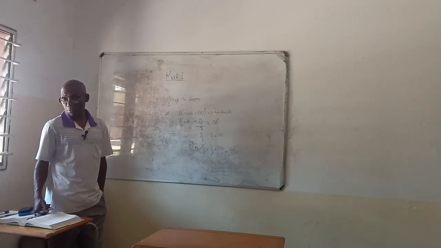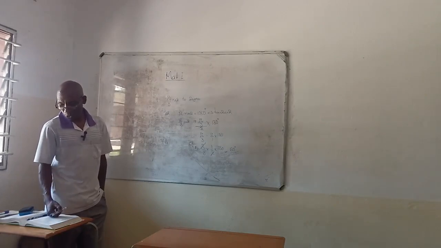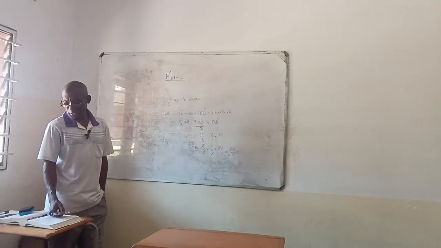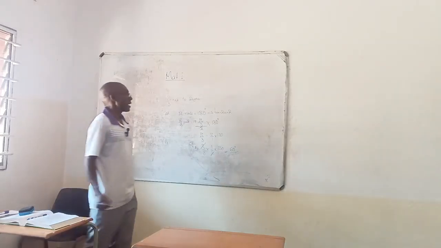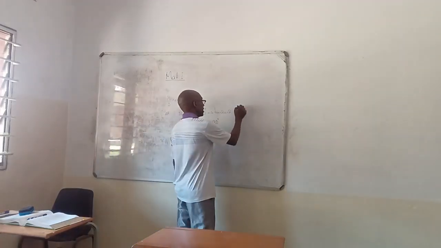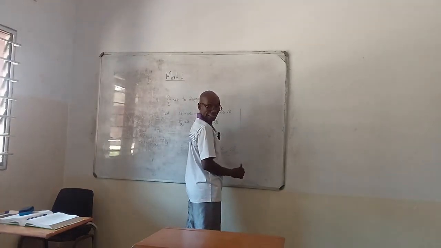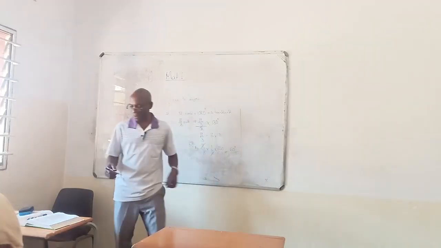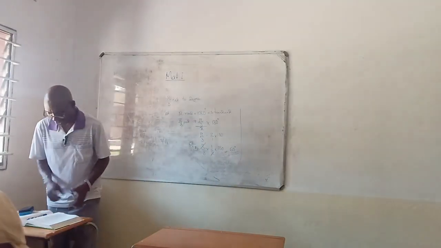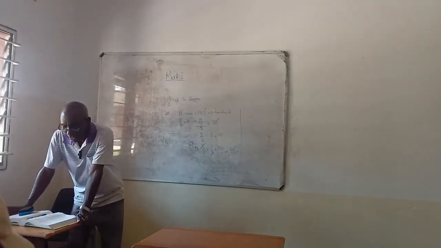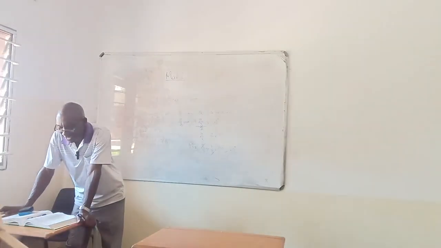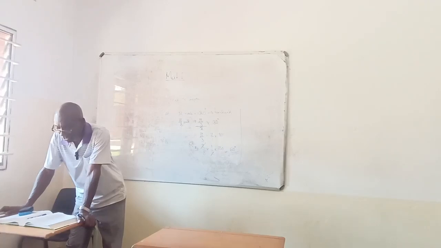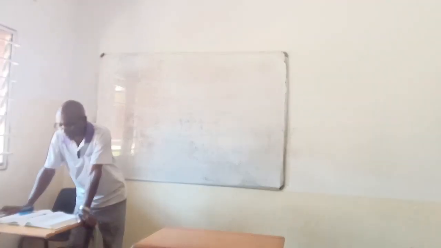Clear? Next: change 270 degrees to radians. How do you change 270 degrees to radians? You can do that, right? Okay, very good. We should not waste time, I know you are mathematicians. And again, convert negative 2 rad to degrees. You can find that one, right? Very good.